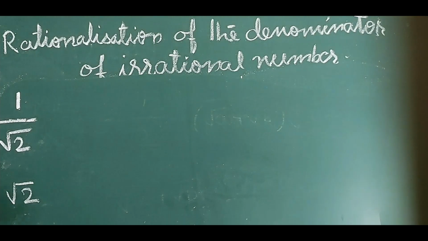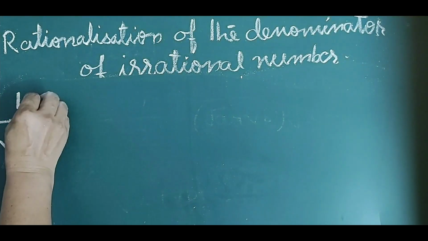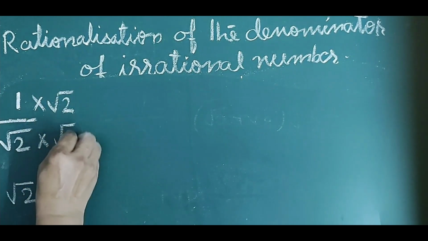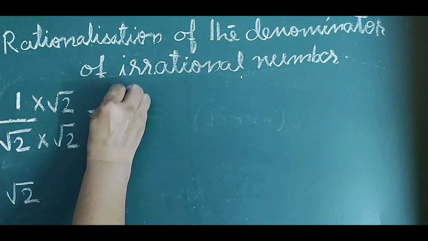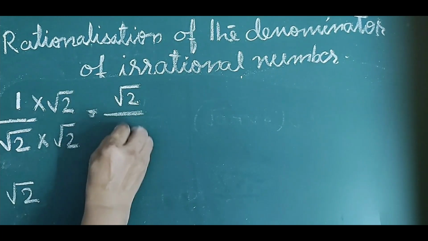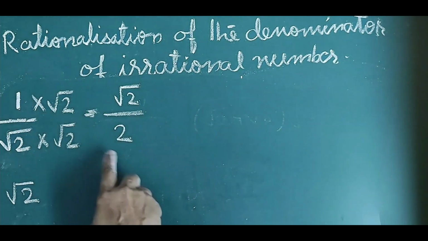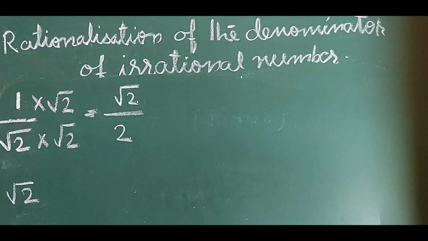So, multiply the given number by this root 2, both the numerator and denominator, then we get the number root 2 upon 2. And we know this 2 is a rational number. That is, the denominator is a rational number.